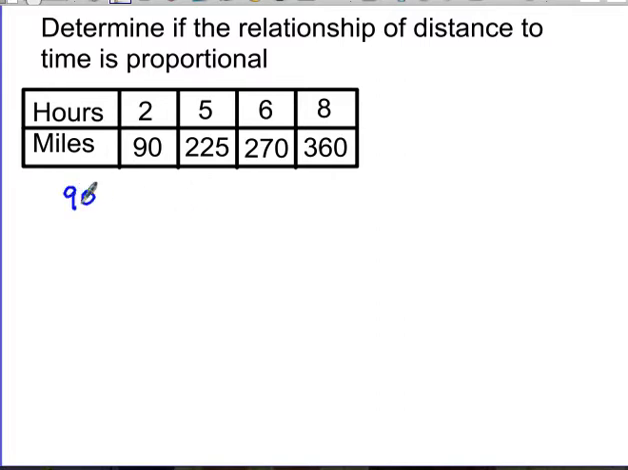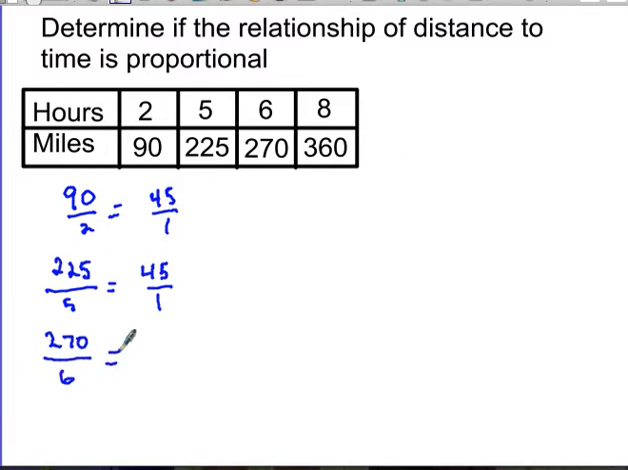So 90 over 2 equals, you might need your calculators for some of these, 45 over 1. And then 225 over 5 equals 45 over 1. And 270 over 6 equals 45 over 1. And then 360 over 8 is 45 over 1. You remember this whole process from back in chapter 6 when you had to check everything on the table to make sure it was proportional, right?